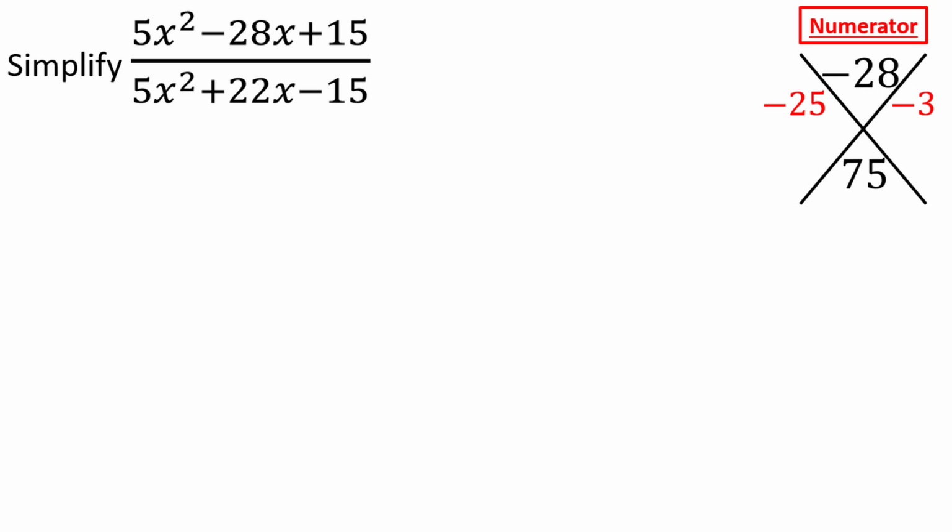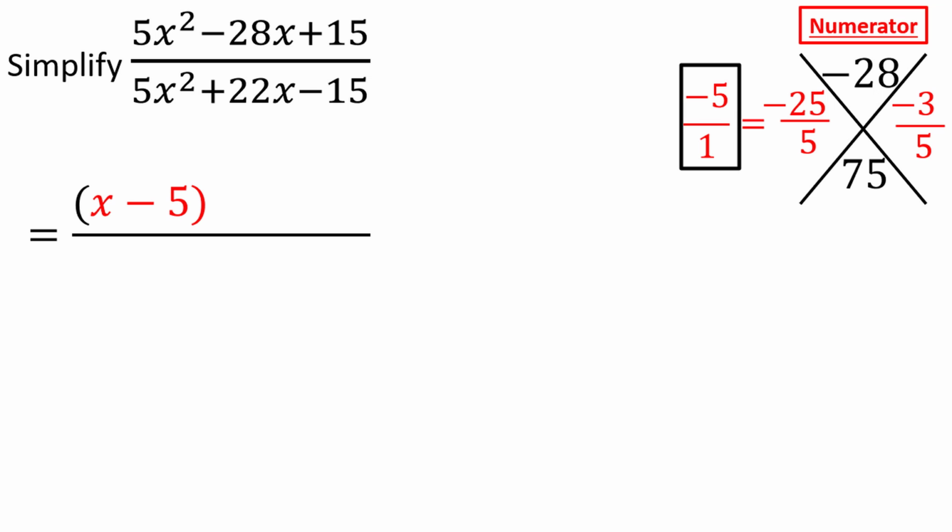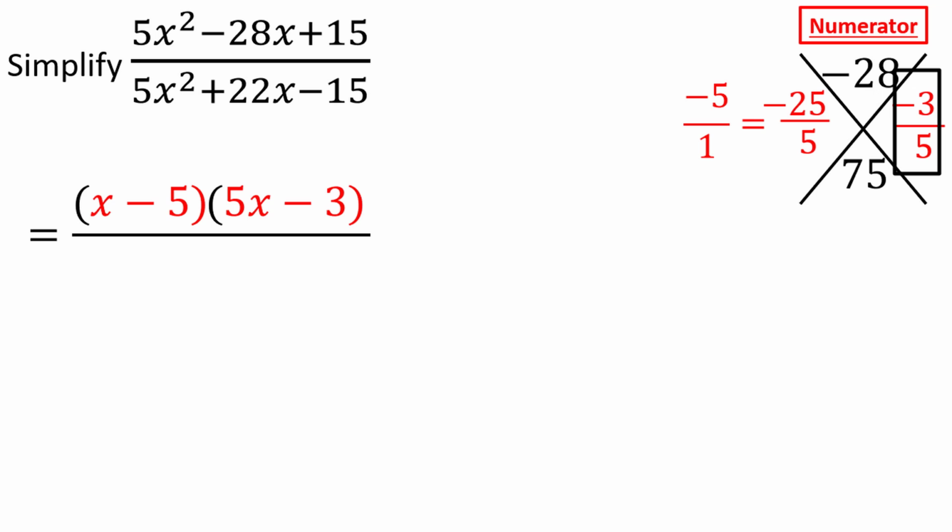Now, if you watch my videos, you know that from here I divide each of the values we found on the sides by our a term, 5 in our case, and then I reduce. Negative 25 divided by 5 reduces to negative 5 over 1, and negative 3 over 5 can't be reduced. Now you read from bottom to top to get the factors. X minus 5 from negative 5 over 1, and 5x minus 3 from negative 3 over 5.